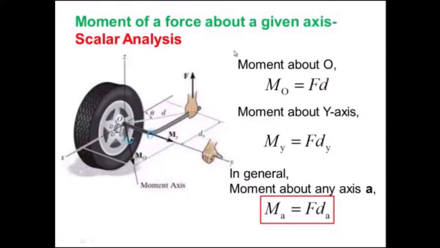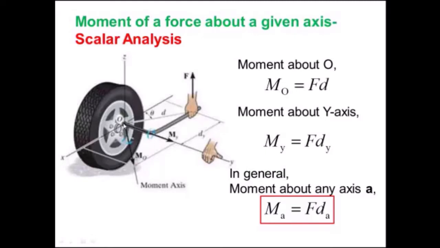Now coming to the moment of a force about a given axis, a scalar analysis. Let us just see this force. There is a nut to tighten the wheel on the vehicle. The force is applied in this direction, and the moment about O is given here. So the moment about O is force into perpendicular distance, and as this vector and this vector lie on the same plane, the direction of the moment is perpendicular to that plane, and this is the moment direction.